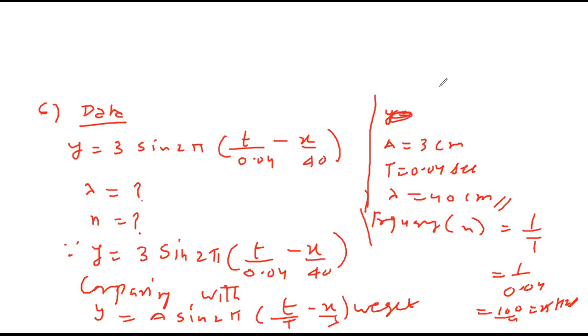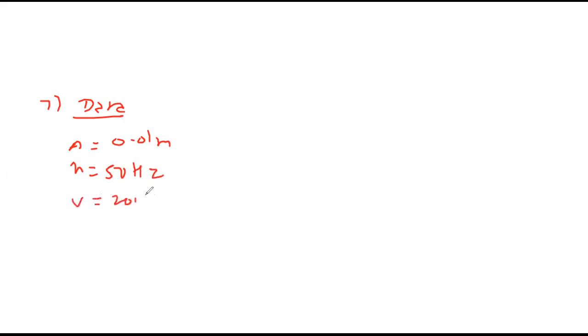Next, a transverse wave has amplitude of 0.01 meter, frequency of 50 hertz, and is traveling along the stretched string with speed of 200 meter per second. Find the displacement, that means y, at a distance of 0.7 meter from the origin after 0.01 second.